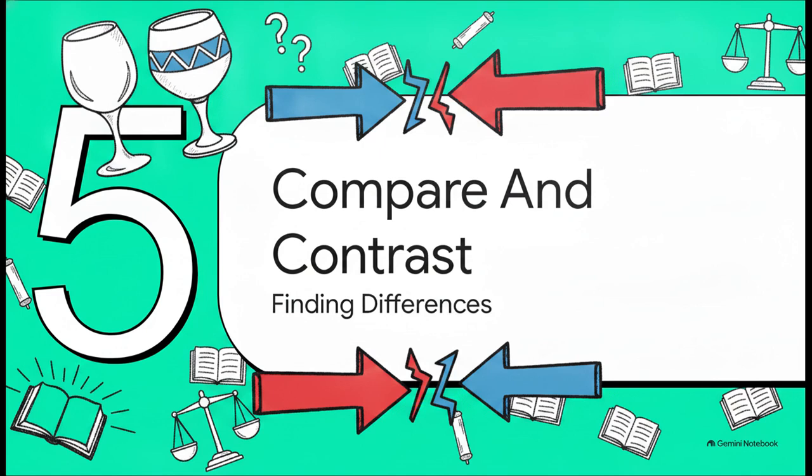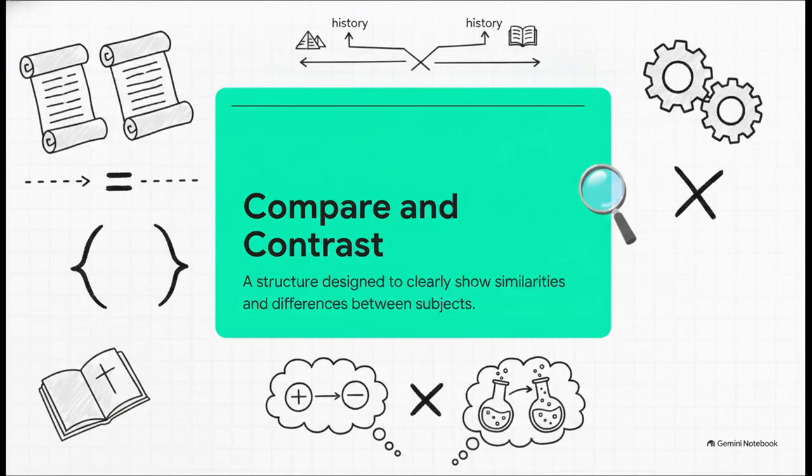Section 5. Compare and contrast. Finding differences. Finally, let's talk about compare and contrast. This structure is designed to help readers clearly see the similarities and differences between subjects. It is totally perfect for when an author wants to analyze history or maybe show the pros and cons of two different ideas. Or, and this answers another one of your homework questions, when they want to weigh two competing scientific theories against each other so you can clearly see which one actually holds more merit.